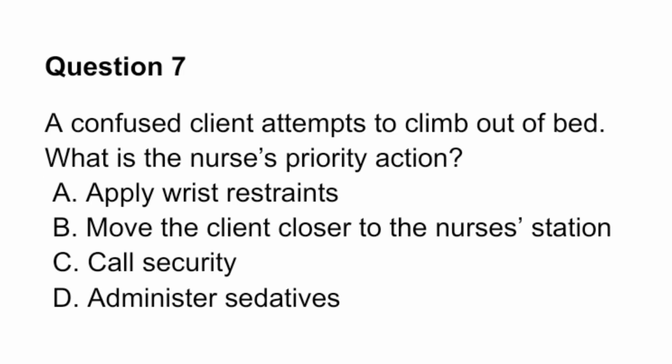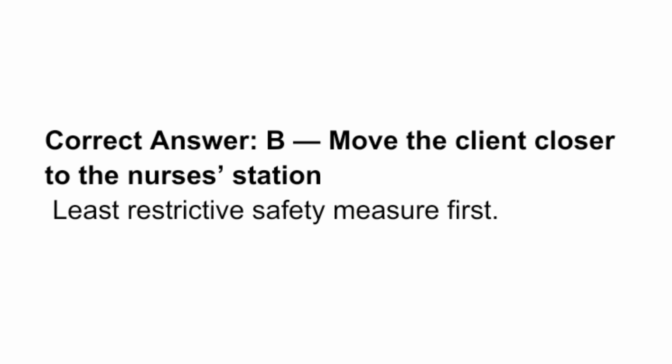Question 7. A confused client attempts to climb out of bed. What is the nurse's priority action? A. Apply wrist restraints. B. Move the client closer to the nurse's station. C. Call security. D. Administer sedatives. Correct answer, B. Move the client closer to the nurse's station. Least restrictive safety measure first.